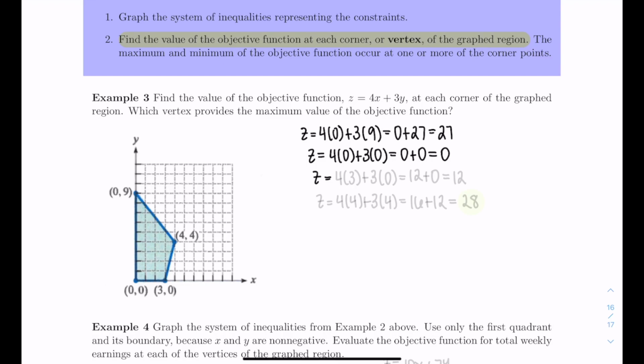Let's do 3, 0 next. That's 4 times 3 plus 3 times 0, or 12 plus 0, which is 12.